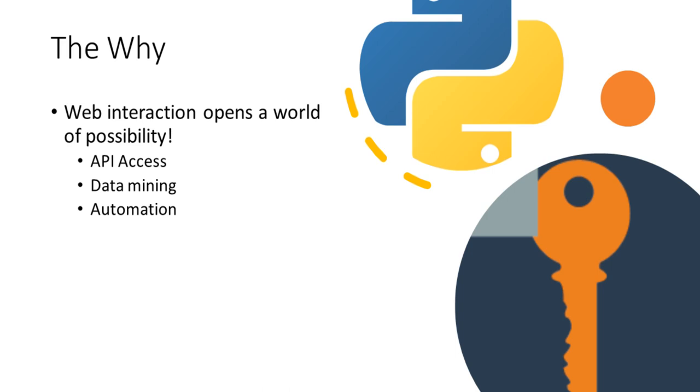You can do things like data mining, where you're automatically sweeping the internet for different types of data, downloading it en masse, and processing it in some custom way to give you insights that you need, or automation, where you can actually control things using scripts.